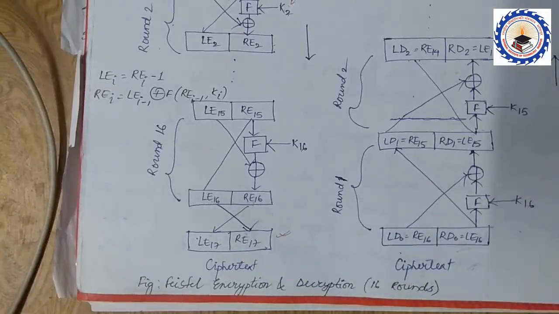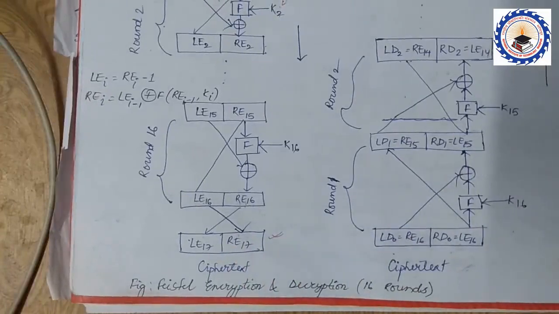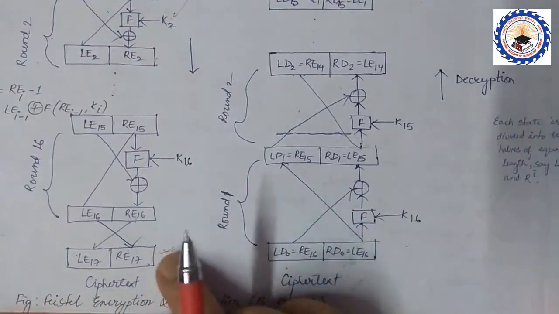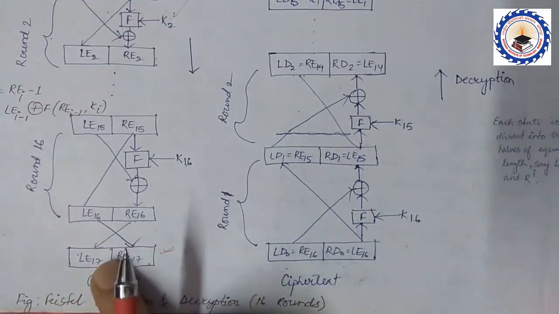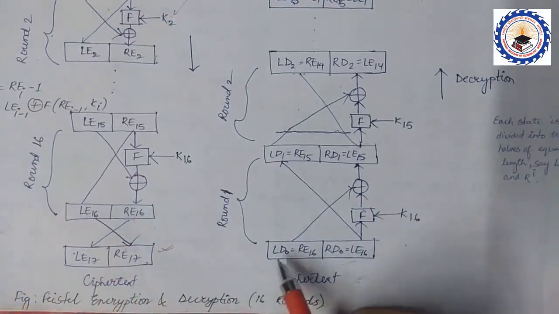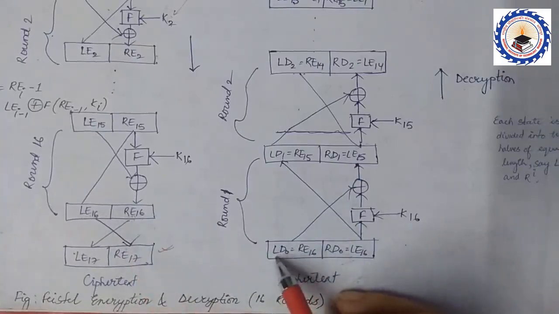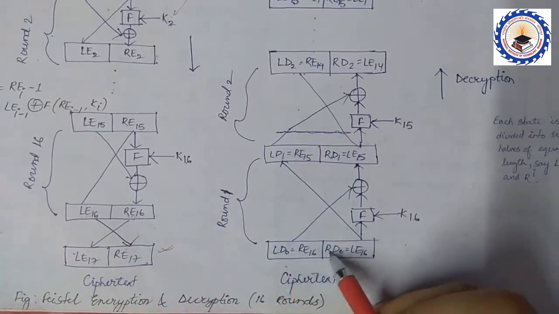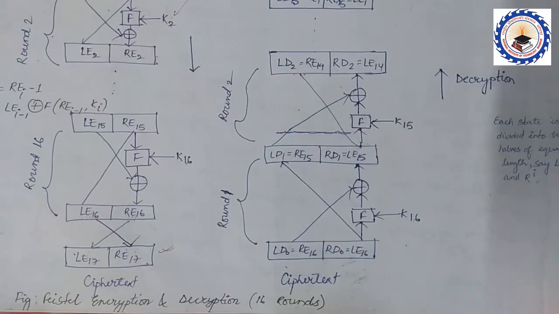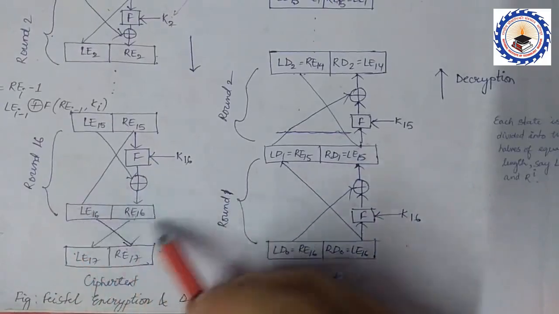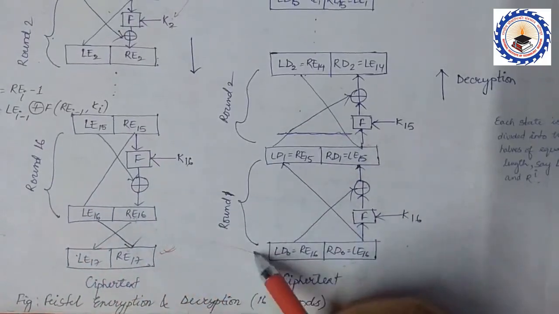Similarly, if you want to perform the decryption part, it will be a bottom-up approach. This is the top-to-bottom approach, and this is the bottom-up approach. See, I have written RE for the right-hand side of the encryption, LD for the left-hand side of the decryption, and this is the right-hand side of the decryption. Just check how we take this particular result and make it the input.